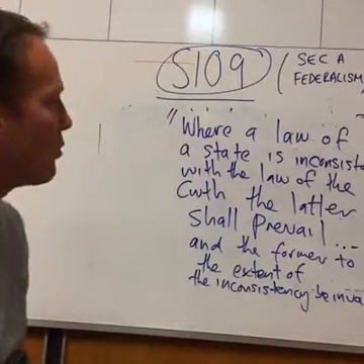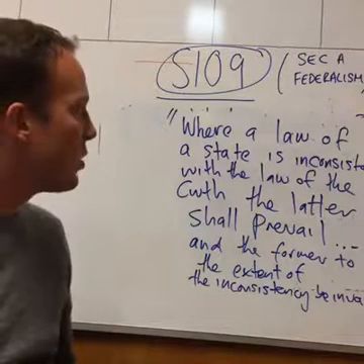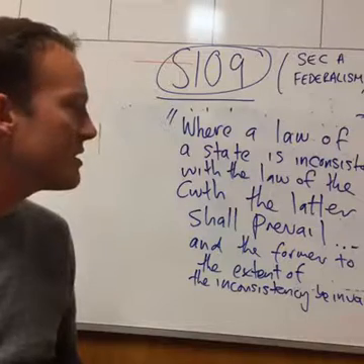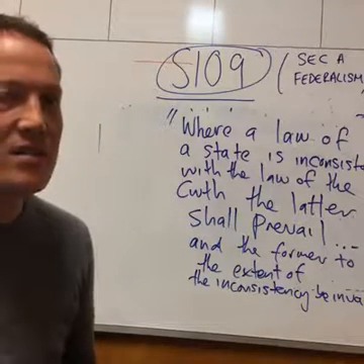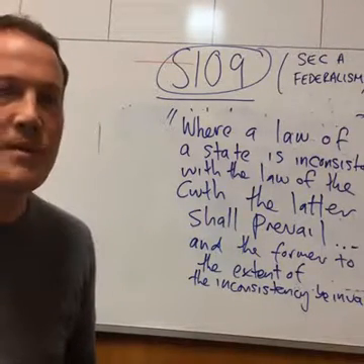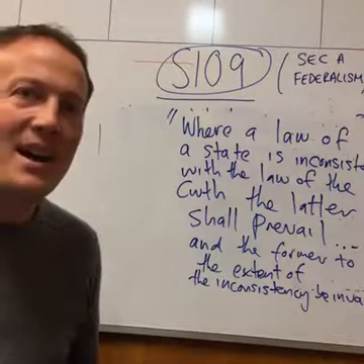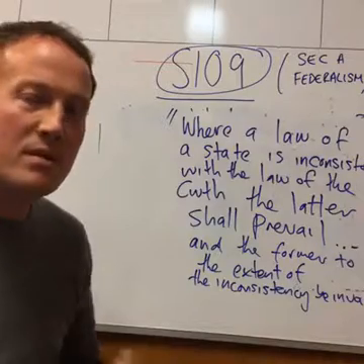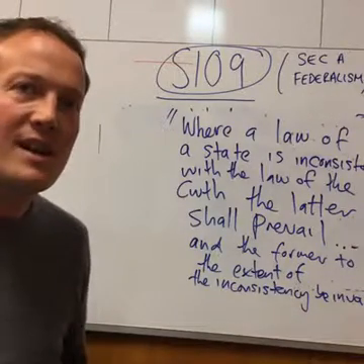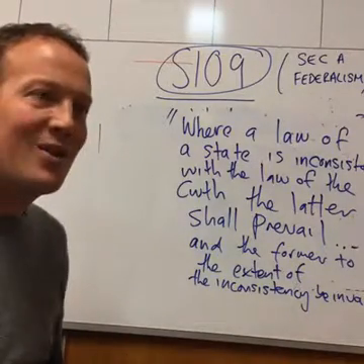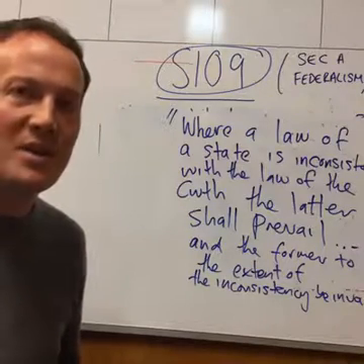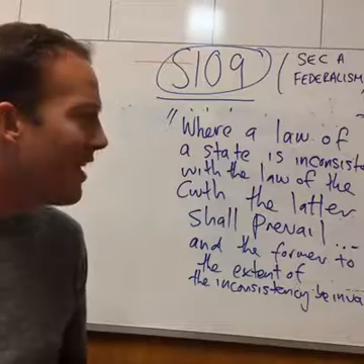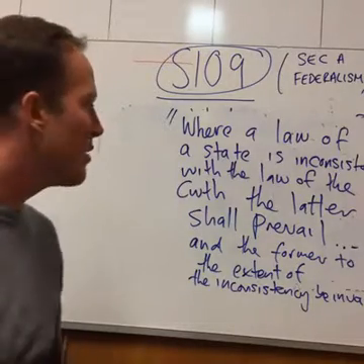So the full quote is, where a law of a state is inconsistent with the law of the Commonwealth, the latter shall prevail and the former to the extent of the inconsistency be invalid. In plain English, it means Commonwealth law prevails. So if Tasmania had the rights for same-sex married couples to be allowed, and the Commonwealth says it's not allowed, under Section 109 the Commonwealth law prevails. So the Tasmanian law would become invalid. It's not quite as clear-cut as that.